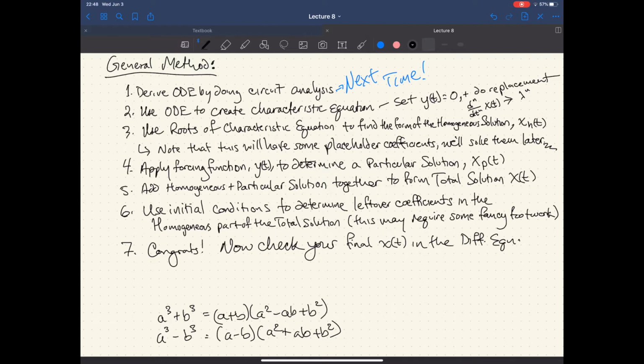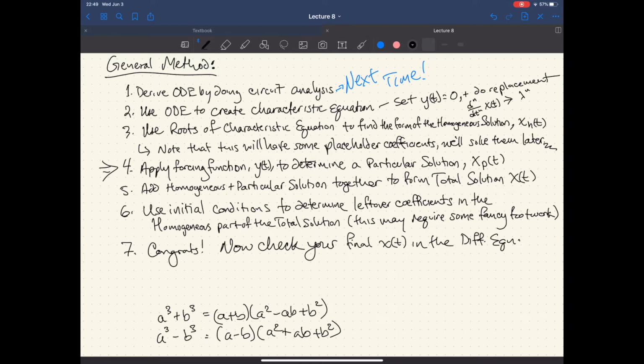Next, you're going to apply that forcing function. And the way we do that is we try to find a form xp(t) that looks like y(t). And then once you've isolated your homogeneous and particular solution, you put them together and form the total solution. So for that particular solution, by the way, all you're doing is popping in that generalized form into the differential equation and then solving for that generalization.